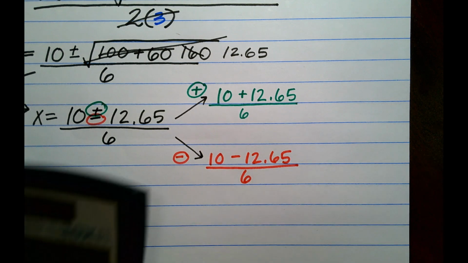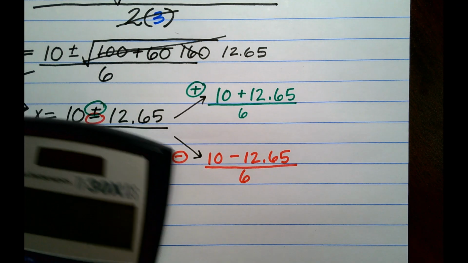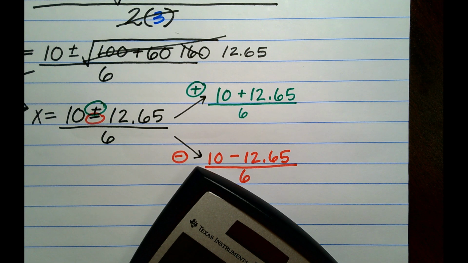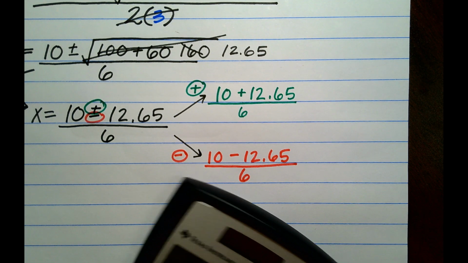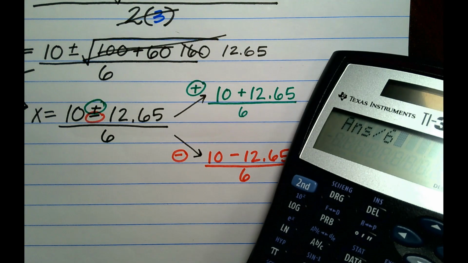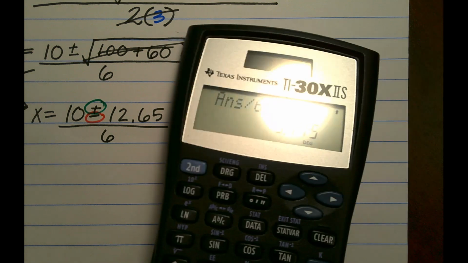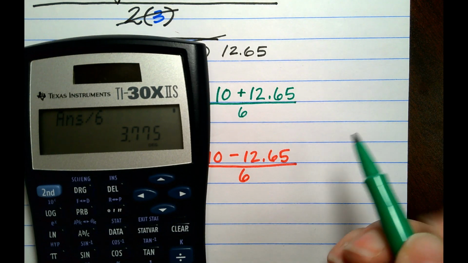What'd you get for the first one? 12.10? Let's see, I'm going to solve it too. 10 plus 12.65 is 22.65, divided by 6. Oh, I got a different number. What did you do? I think I just plugged it all in one time.